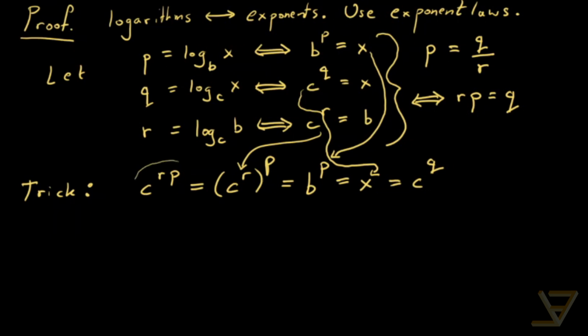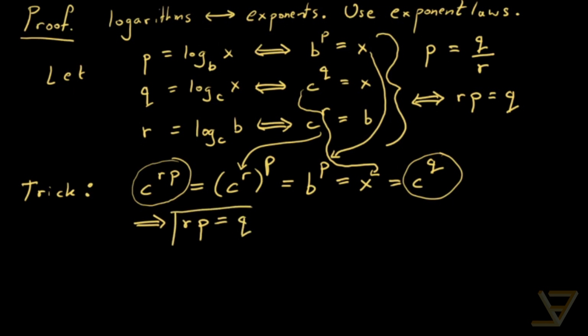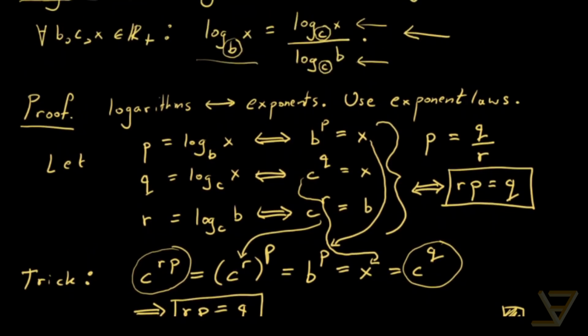Now we've got c to the rp over here, and we've got c to the q over here. Since they have the same base, and the base is positive, that is c, we can say that rp is equal to q. And indeed, that is what we wanted to prove. So that proves the identity that we can decompose log base b of x in this way.